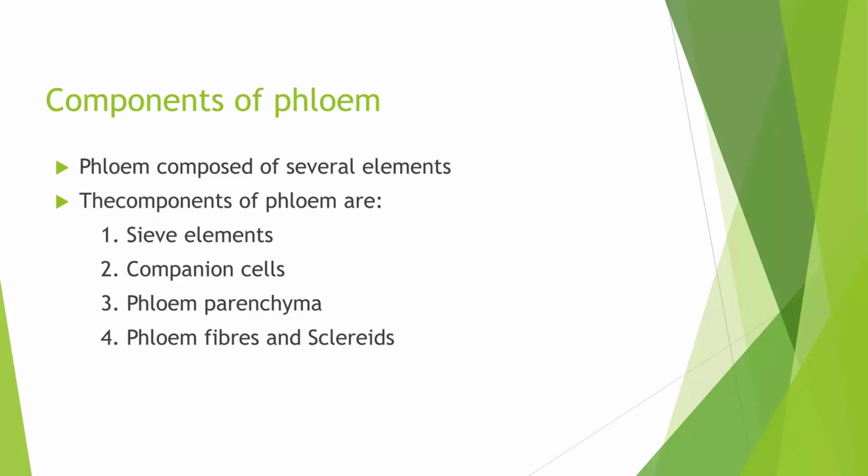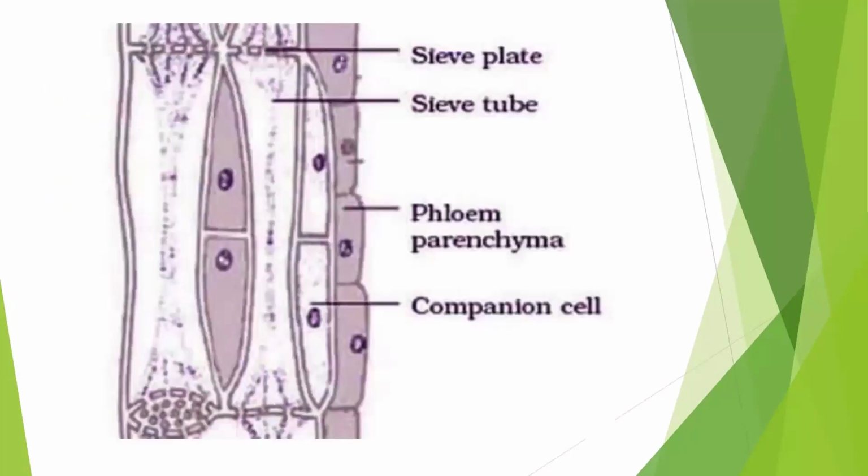Of which only the phloem fibers are dead cells, and the remaining ones, that is sieve elements, companion cells, and phloem parenchyma, are living cells. So this is the structure of the phloem. It contains sieve elements, phloem parenchyma, and companion cells. Here the sieve plate is also seen.